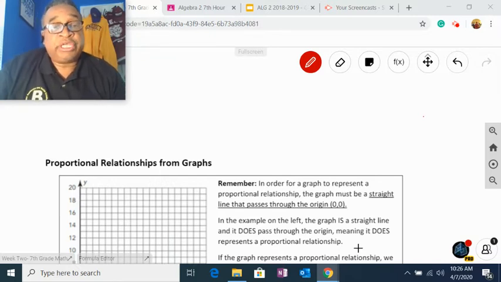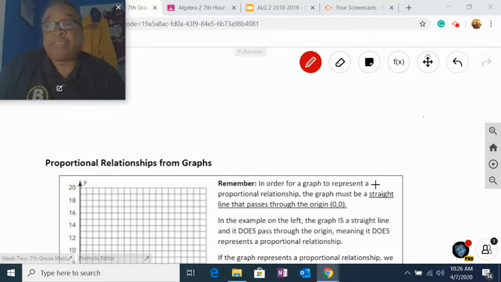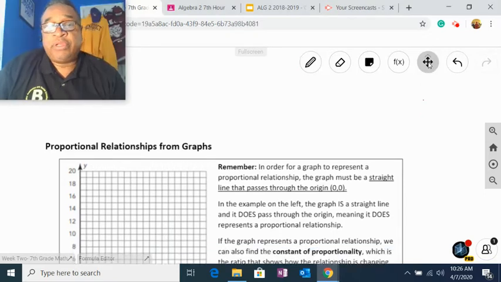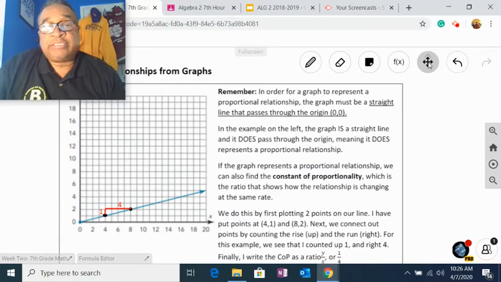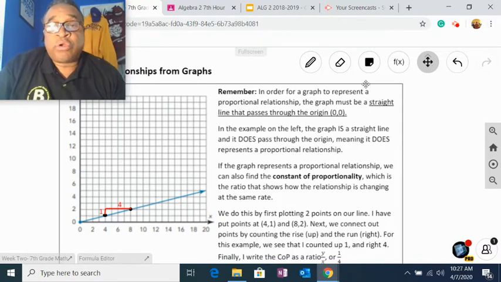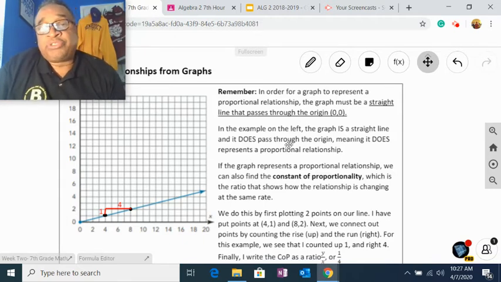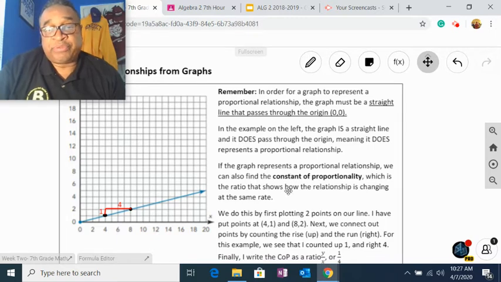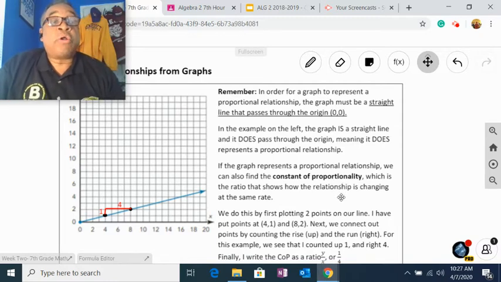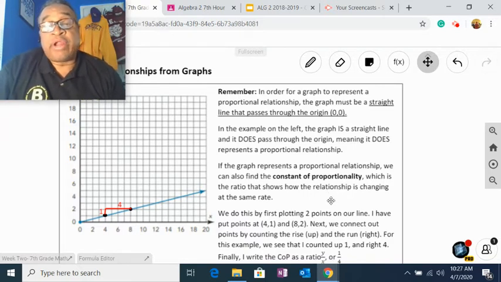This first part here, as you can see, is proportional relationships from graphs. The example here is looking at when a graph has a straight line that passes through the origin, which is here 0, 0. A straight line like that will represent a proportional relationship. Then we're going to find this term, the constant of proportionality. That's also called a slope or rate of change, when we put our y over x, or the change in y over the change in x.